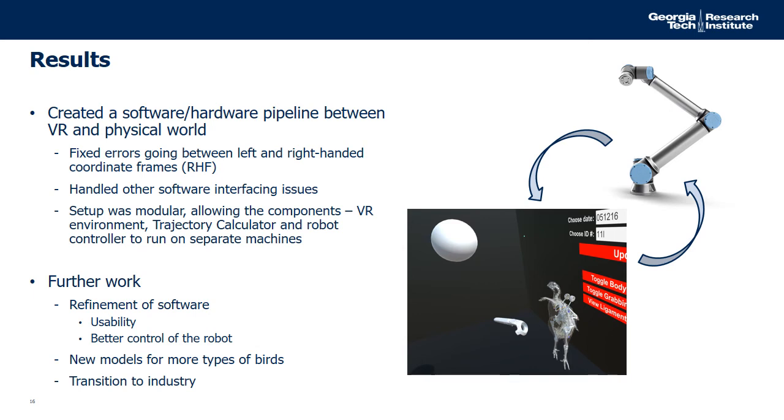For further work, there needs to be a refinement of the software that includes better usability and better control of the robot. And new models for more types of birds would also help, since they are rigid and not necessarily in the same position we want to test with.